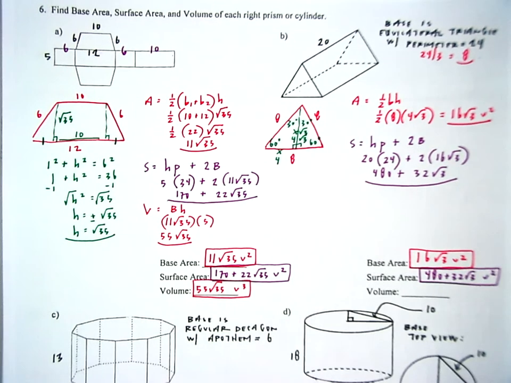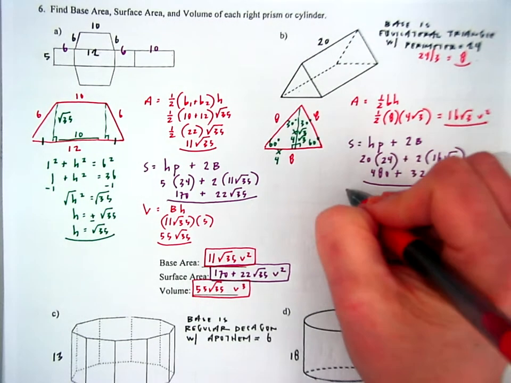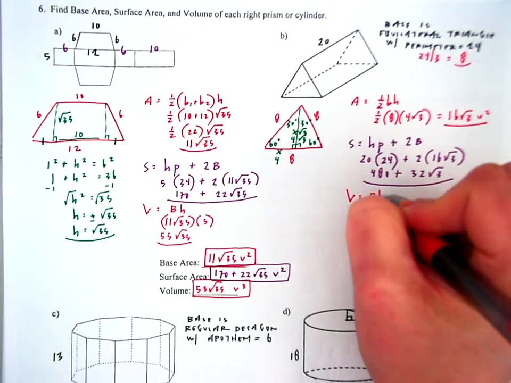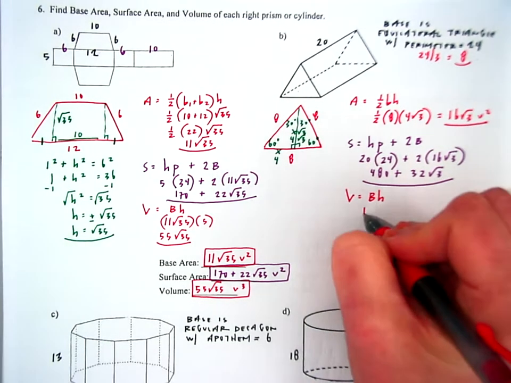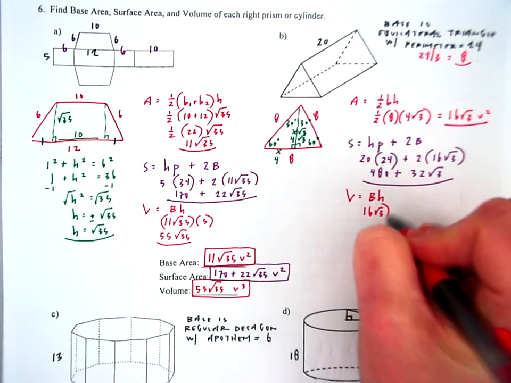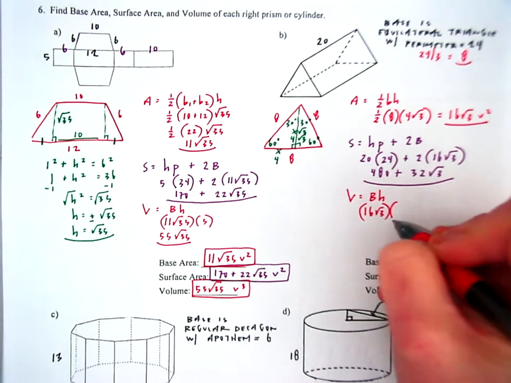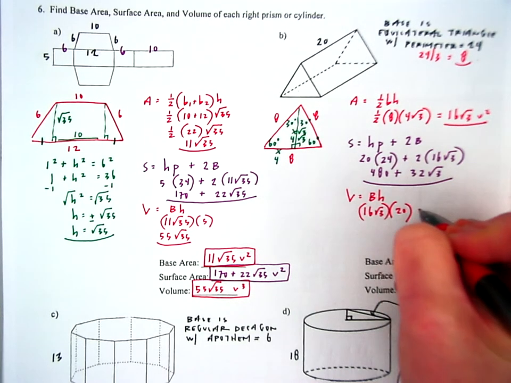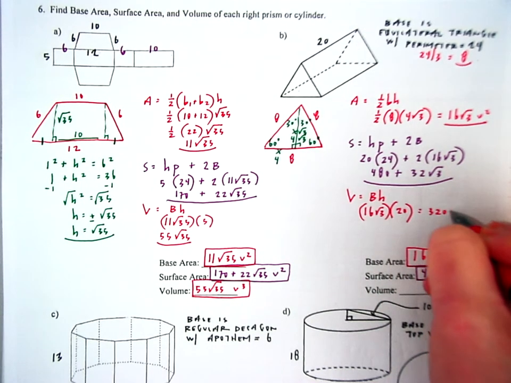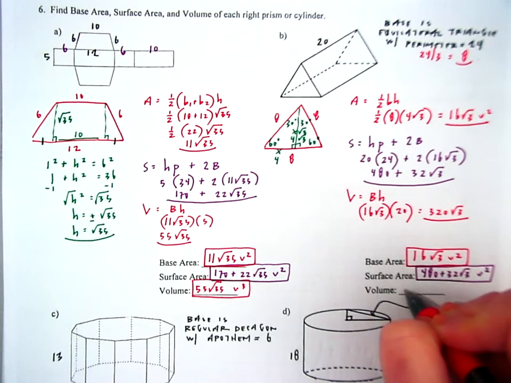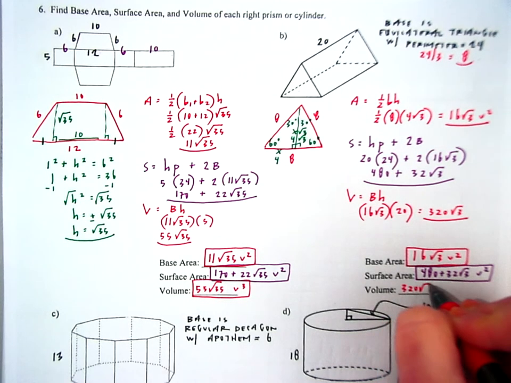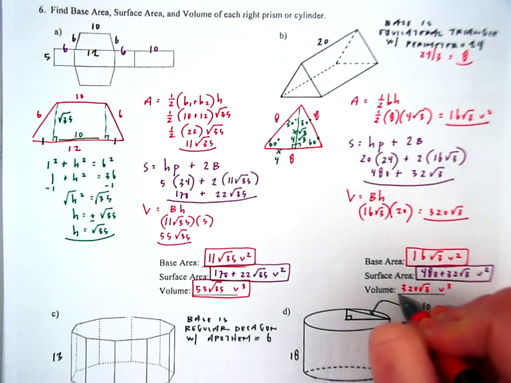Okay, volume last. So volume is the base area times the height. So 16 root 3 times my height of 20, and I get 320 root 3. So 320 root 3, and my units are cubed.